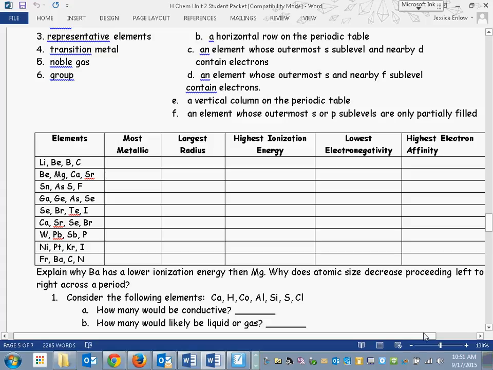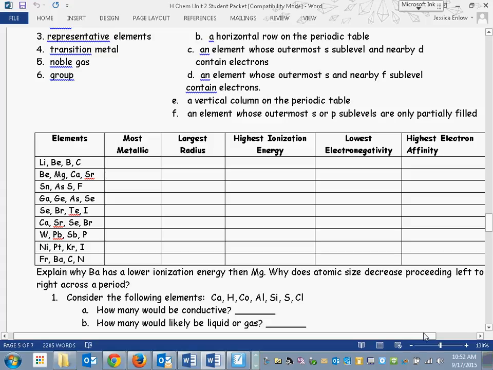Beryllium, magnesium is right below it, calcium, and strontium. That one's nice because it's right down a row. So, most metallic, farthest down into the left, which is strontium. Also the largest radius. That's the two the same. Highest ionization energy, what do you guys say?